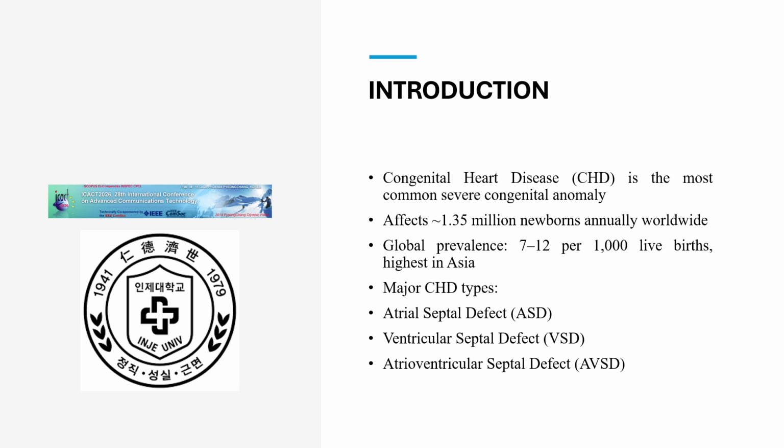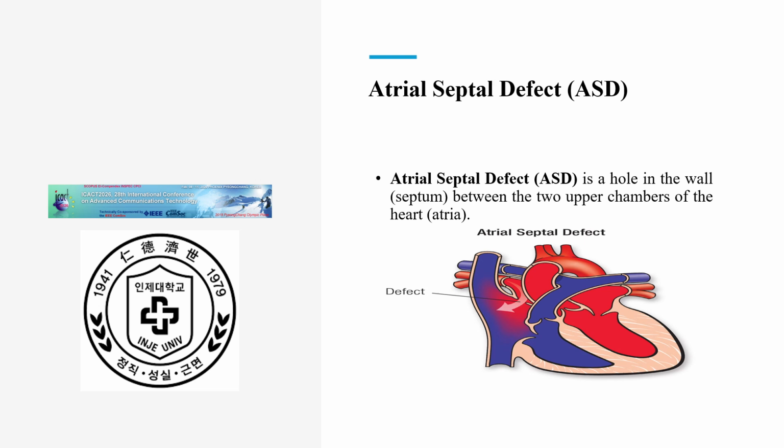Among different congenital heart defects, this study focuses on three major types. The first one is atrial septal defect, the second one is ventricular septal defect, and the third one is atrioventricular septal defect. So I will discuss them one by one. The first one is atrial septal defect.